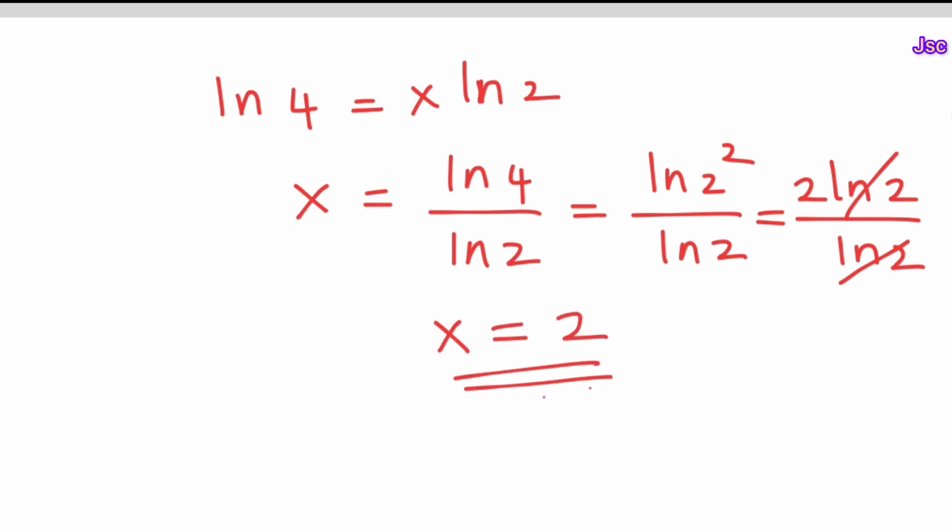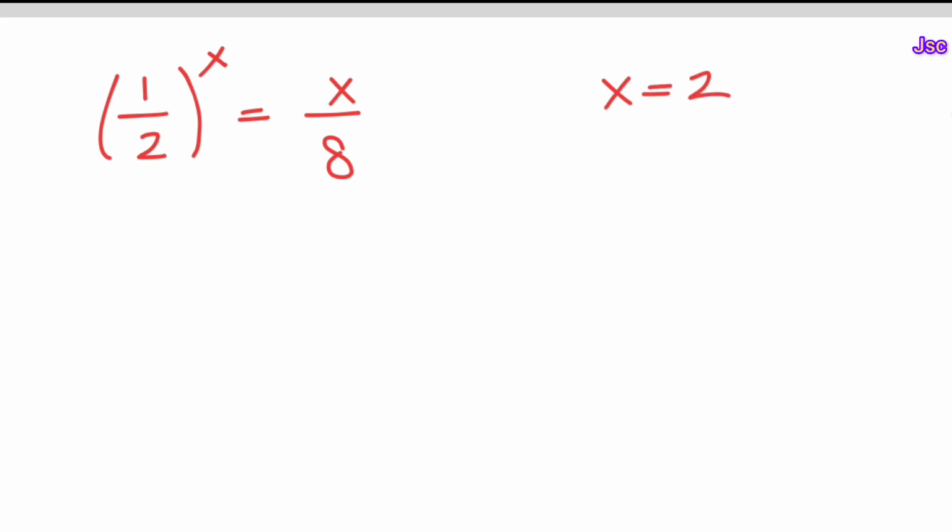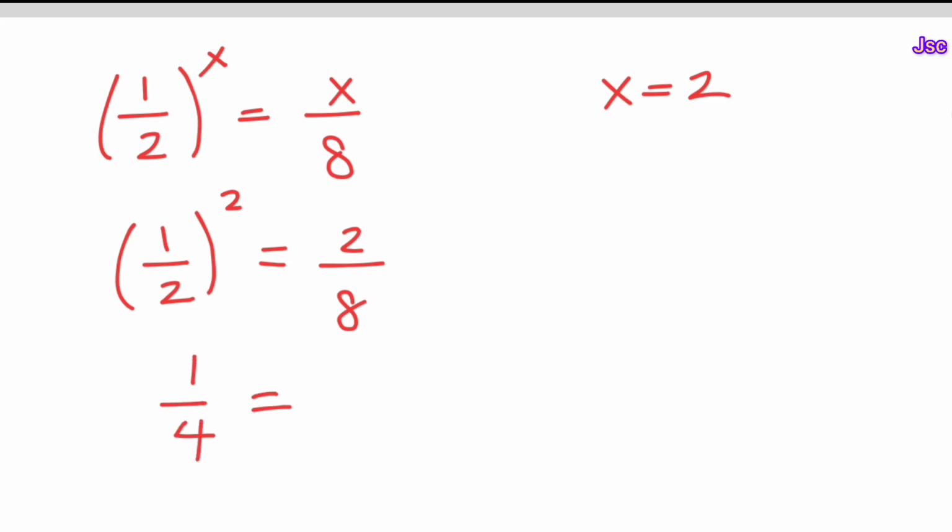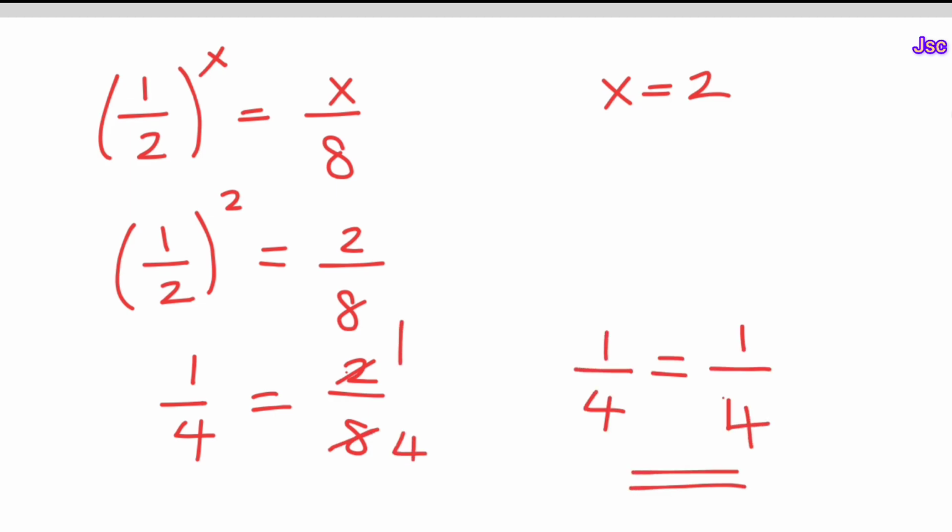But does this x value 2 satisfy our given expression or not? Let's go and check. The given expression is (1/2)^x equal to x over 8. We got x as 2. Let's substitute here. (1/2)^2 is equal to 2 over 8. So (1/2)^2 gives 1 over 4. On the right hand side also, if you cancel this, you get only 1 over 4. So the left hand side is equal to the right hand side. Hence, the x value is 2.